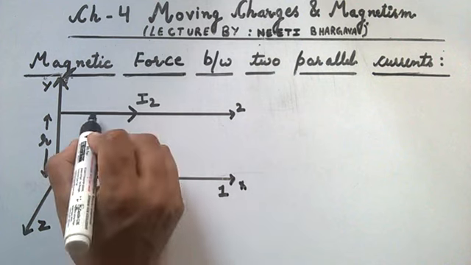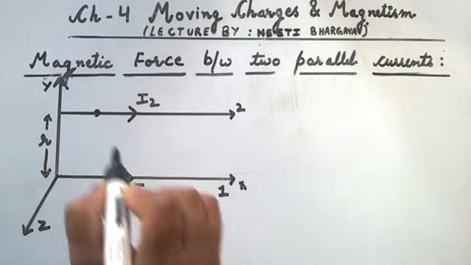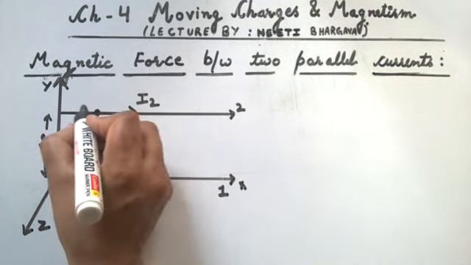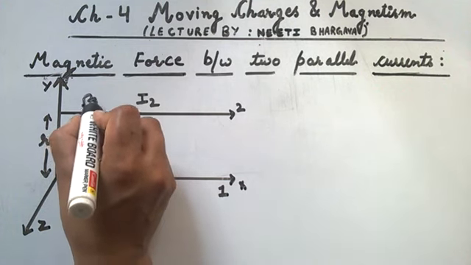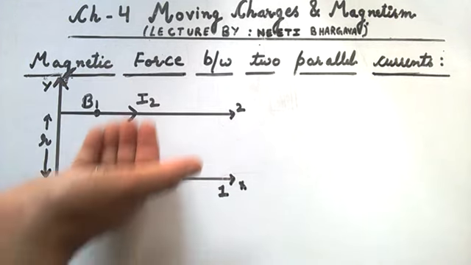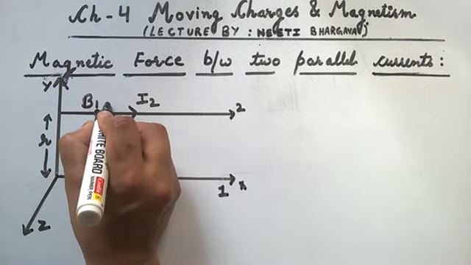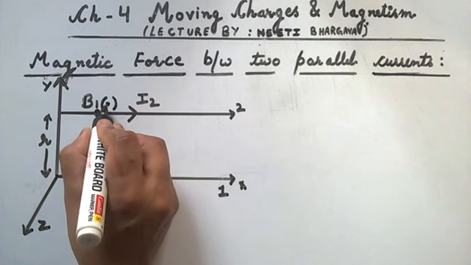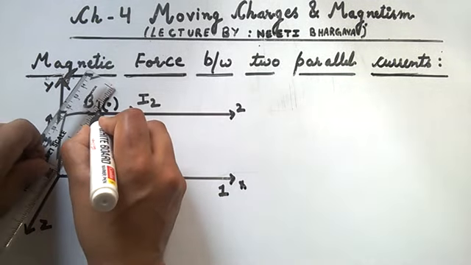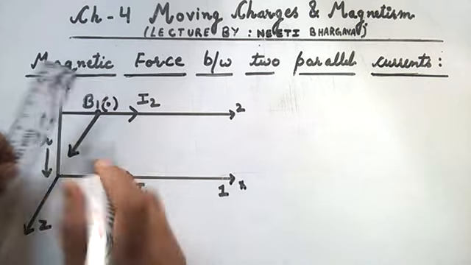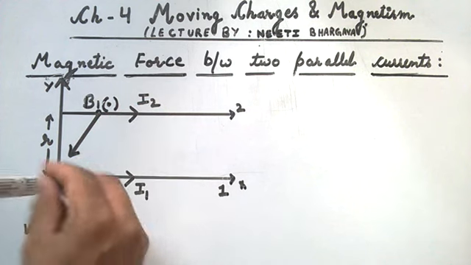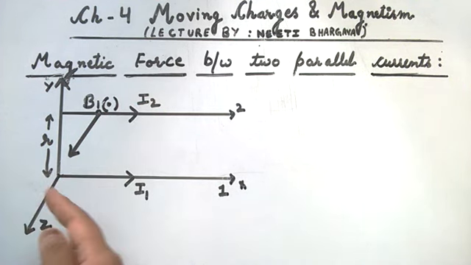Now let us consider any point on wire 2 and find the magnetic field because of wire 1, in which I1 current is flowing. This magnetic field is B1 due to wire 1. By the right hand thumb rule, we can find its direction, which is coming out of the plane of the paper, parallel to the positive z axis, that is in this direction, and here we are considering it as perpendicular in this way. Therefore, the magnetic field is coming out of the plane of the paper and parallel to the positive z axis.